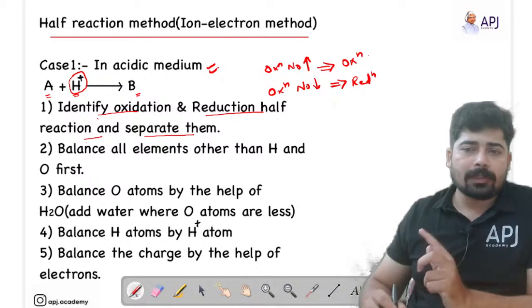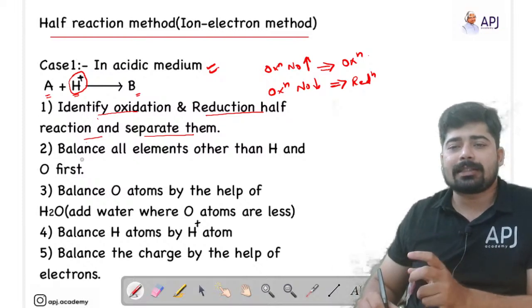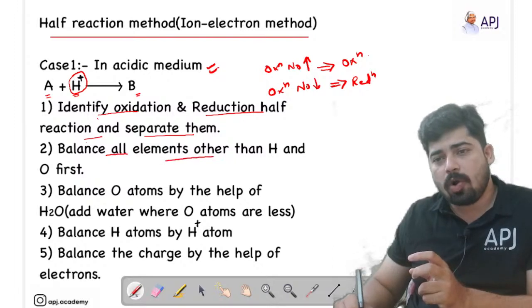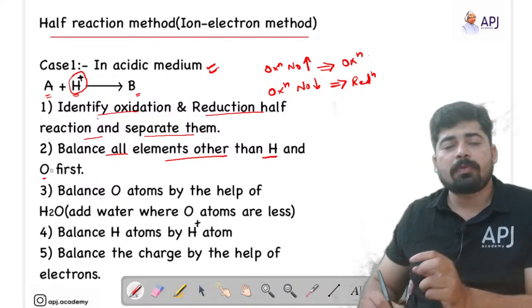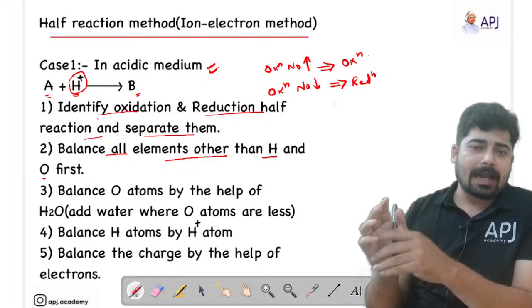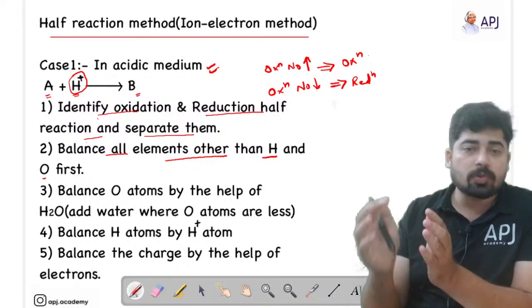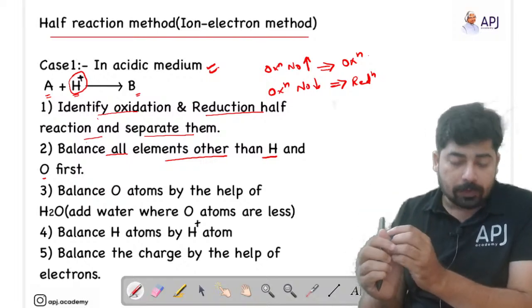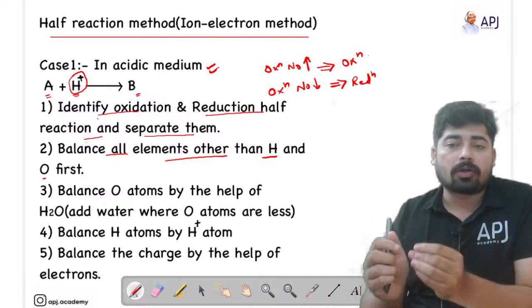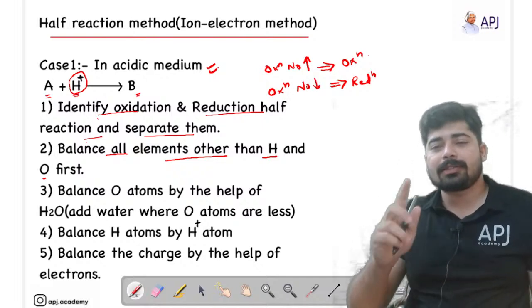After that, the second step is to balance all the elements. You have to balance all the elements other than hydrogen and oxygen. Before balancing hydrogen and oxygen, you have to balance all the elements other than hydrogen and oxygen. That is the second step.